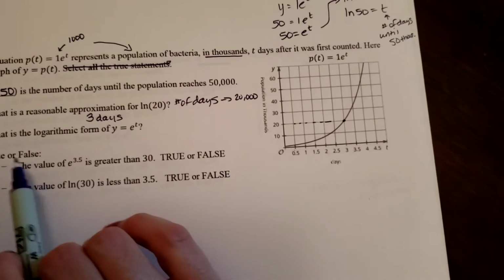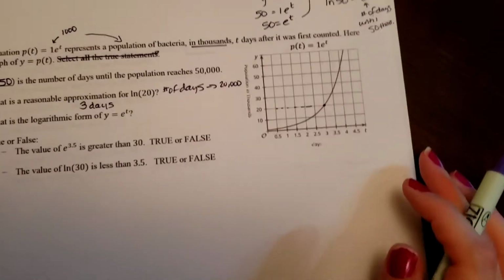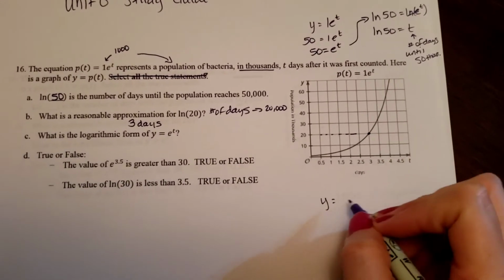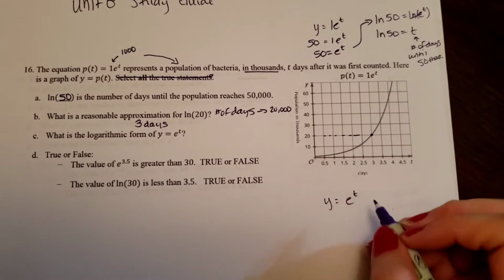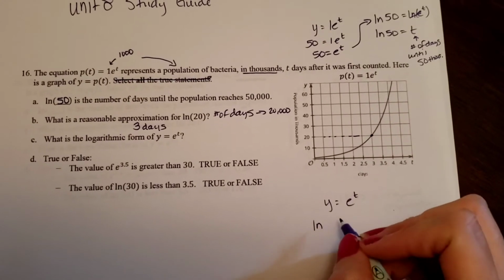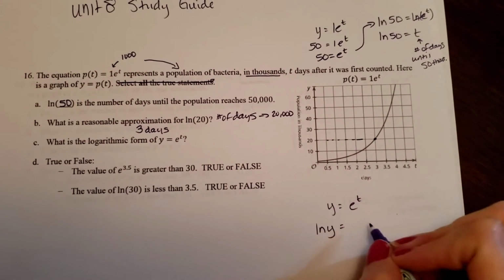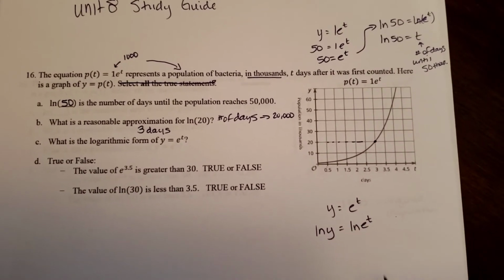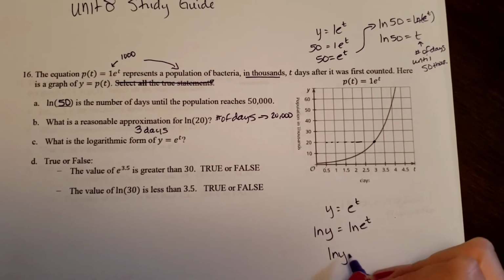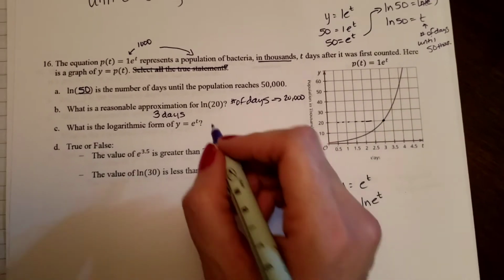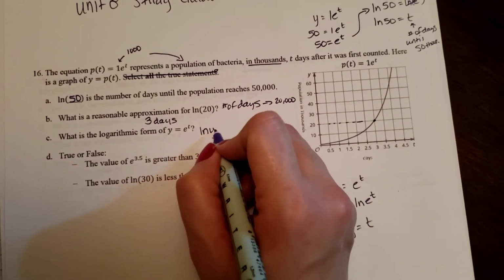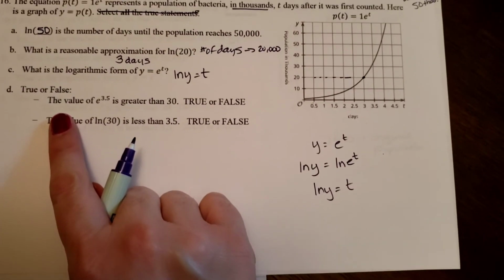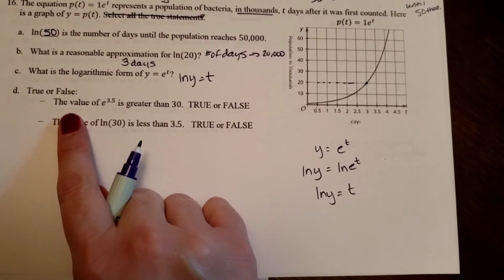What is the logarithmic form of y equals e to the t power? Well, we kind of did that up there. y equals e to the t power. We would take ln of both sides, and we would get the natural log of y equals t. Then we have to select our true or false statements down here.